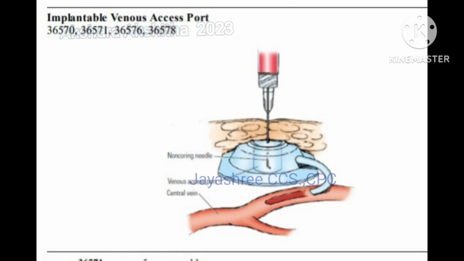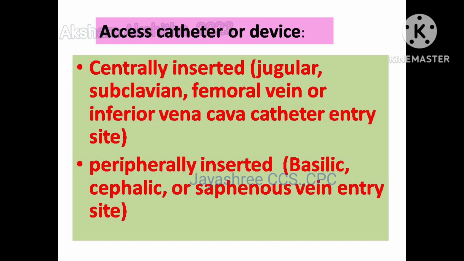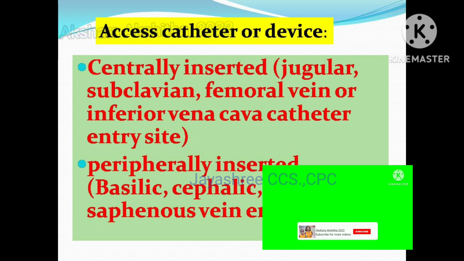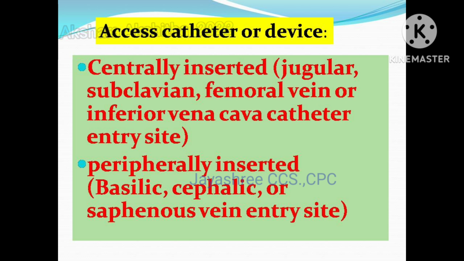So first point, we have to check whether this access is centrally inserted or peripherally inserted. If it is centrally inserted, it means jugular vein, subclavian or femoral vein, or inferior vena cava catheter entry site. These are considered as centrally inserted. If peripherally inserted, it means basilic, cephalic or saphenous vein entry site. So these are considered as peripherally inserted catheter. So first step, you have to check either centrally inserted or peripherally inserted.